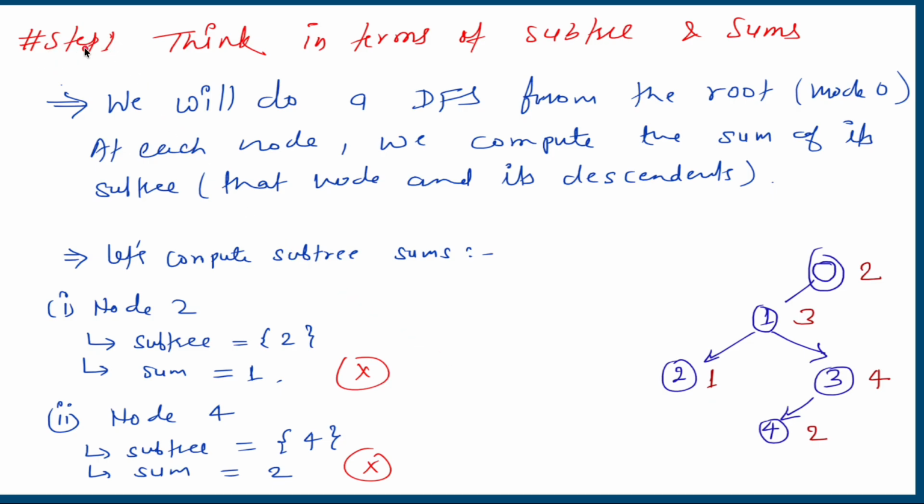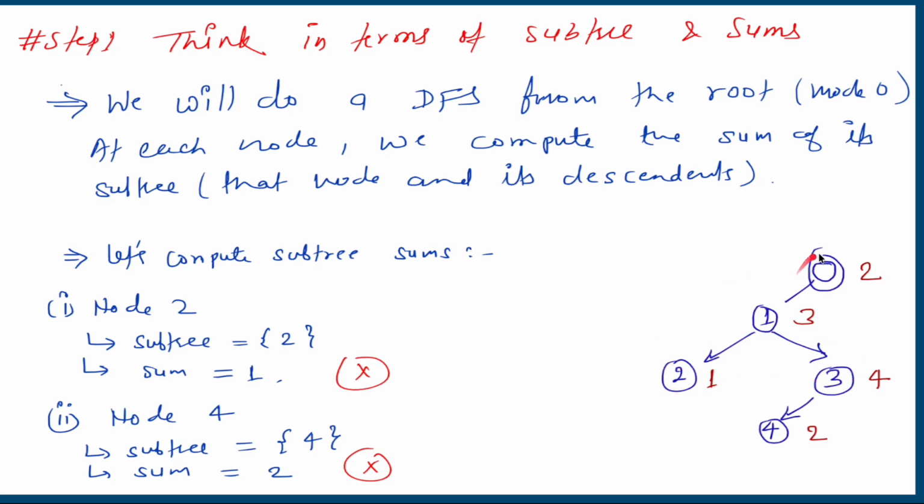So think in terms of subtree and sum. If you consider the tree that we are talking about, we will do a DFS from the root node 0. At each node we compute the sum of its subtree, the node and its descendants. Meaning we will apply a DFS on the root node, and at each node we will try to compute the sum of its subtree. Let's suppose we go from here to here, we find the sum of this subtree, right? Like that we will do. And similarly we'll go to here, and find this one like this.